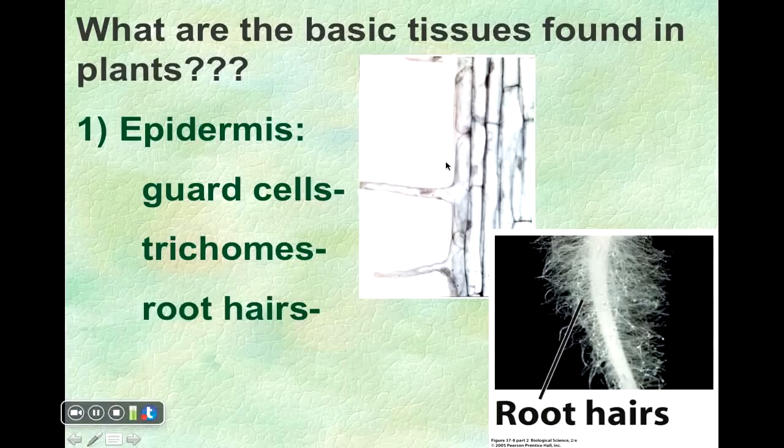Finally, as an example of a specialized epidermal cell, we have root hairs. So if you notice this longitudinal section, this is from a root. Root hairs are simply extensions of epidermal cells. So root hairs are literally just individual or single cells, of course providing a tremendous amount of surface area for plants to absorb water from the surrounding soil.